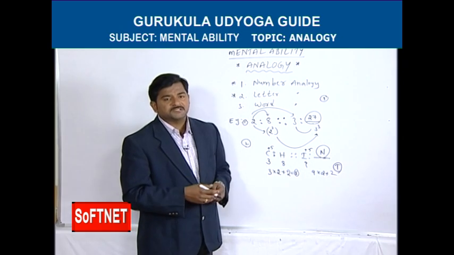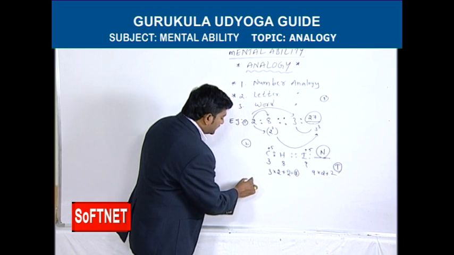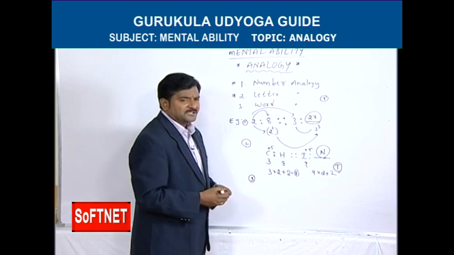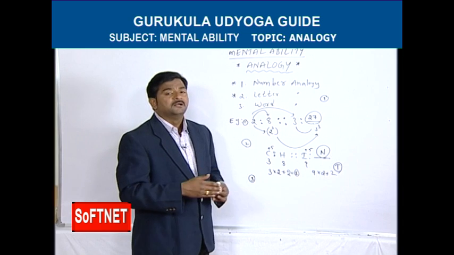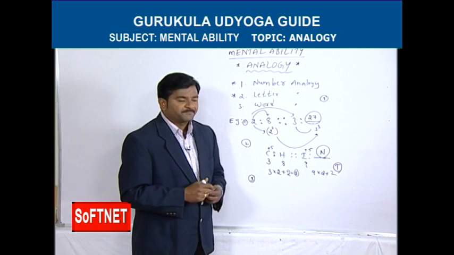Now, this is the example for number analogy and this is the example for letter analogy. So now we will see another example for word analogy. Word analogy anedi ఏ విధంగా ఉందో చూద్దాం. Simply analogy means comparison. We have to compare the given pair of numbers or given pair of letters or given pair of words. Okay, I hope you understood.